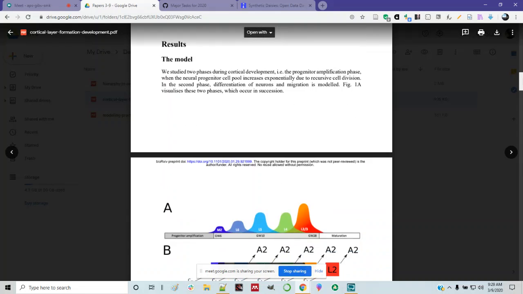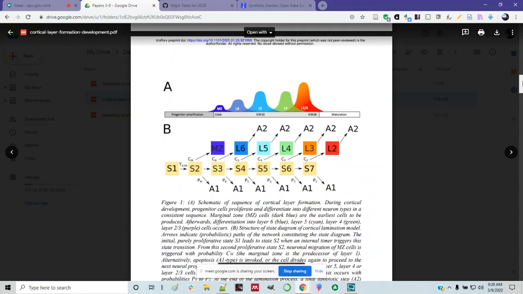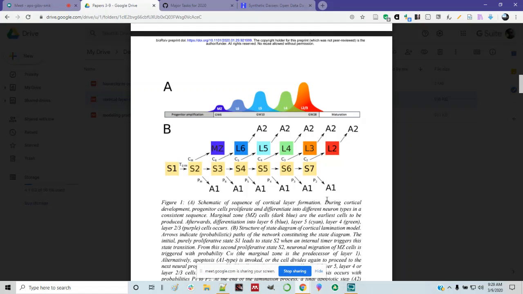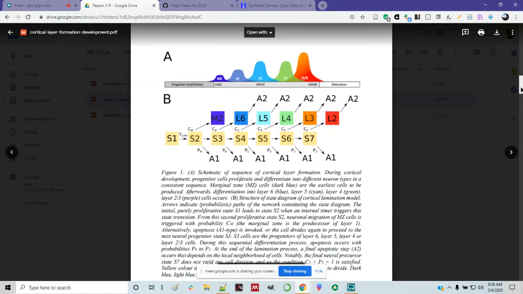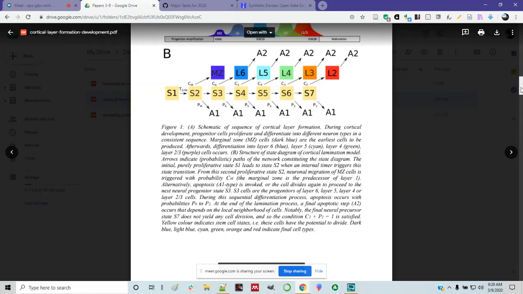Then the results. So let's look at some of the figures. So they have a schematic of the sequence of cortical layer formation. During cortical development, progenitor cells proliferate and differentiate into different neuron types in a consistent sequence. So this is what they're finding here. So they're actually looking at different states of the neurons and how they progress using this genetic regulatory network. So they have this state diagram, and they're looking at different states.